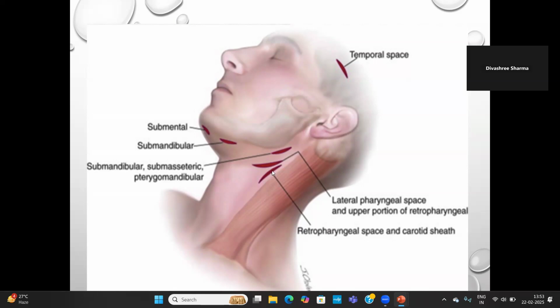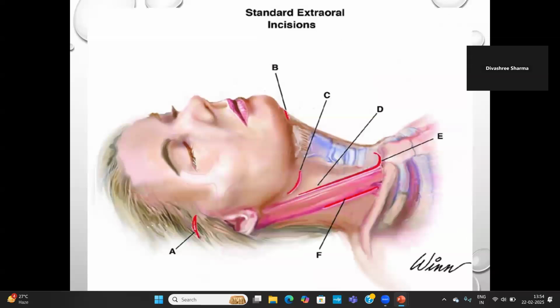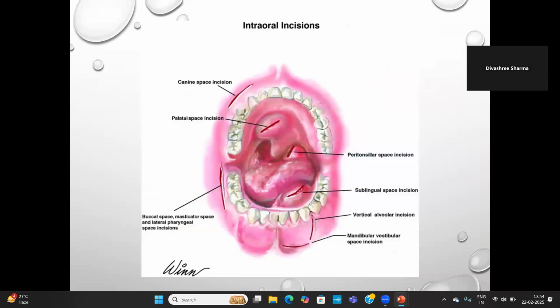These incisions deeper in the neck would drain the lateral pharyngeal space and the upper portion of the retropharyngeal space infections. The lowest most incision is specifically for retropharyngeal space and carotid sheath infections. Many a times multiple spaces are involved, and in severe cases we have to give multiple incisions. Again, these are the standard extraoral incisions that are given to drain the infections.